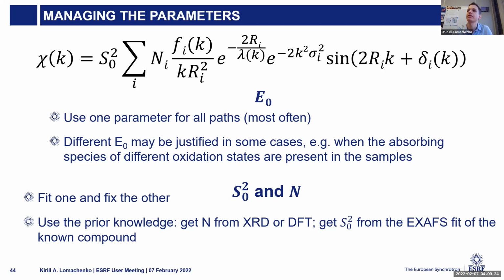So if you have a compound that you know should be pretty similar to your sample, and in this compound you know what coordination numbers are, you can fit this compound by fixing coordination number, obtain the S0 squared from this reference compound, and then use this value of S0 squared for fitting your actual sample. And there, in this fit, you can fit the coordination numbers because your S0 squared is fixed.